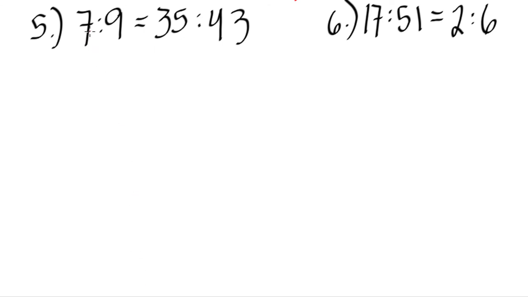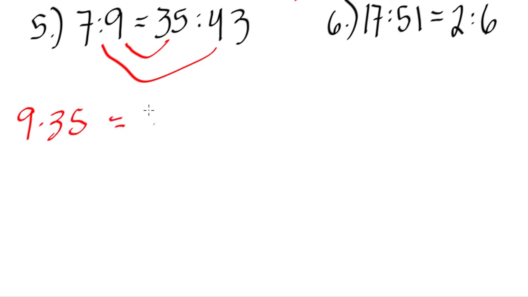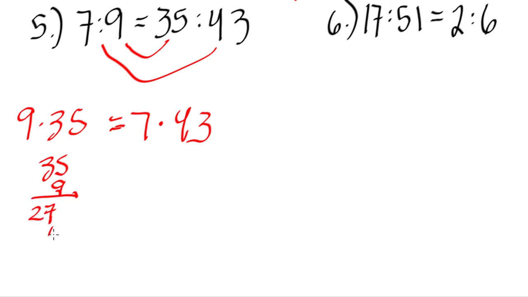Okay, so let's do this. The product of the means equals the product of the extremes. So let's do the means first: 9 times 35. Again, it doesn't matter what comes first. 7 times 43. So 35 times 9 is equal to what? 9 times 3 is 27. 9 times 5 is 45. Add them, so 3, 1, 5. Okay, 315. So 35 times 9 is 315.